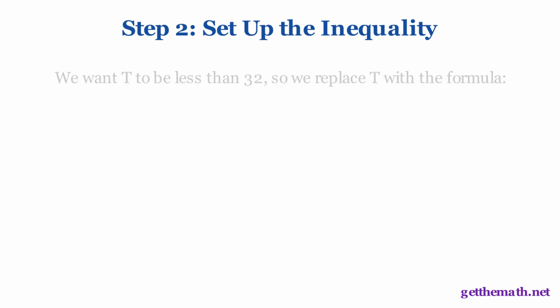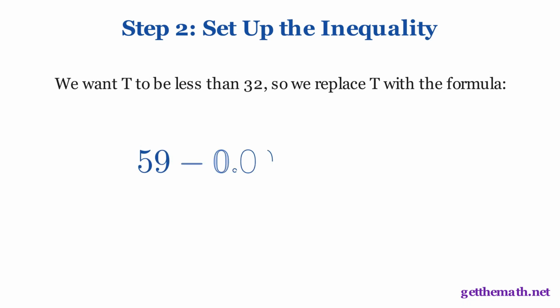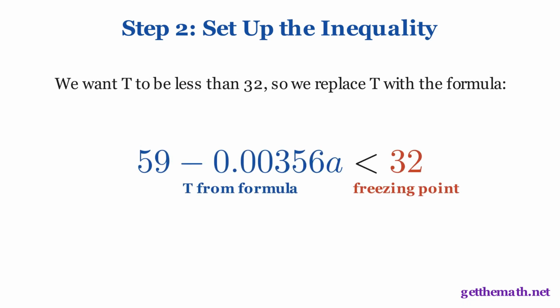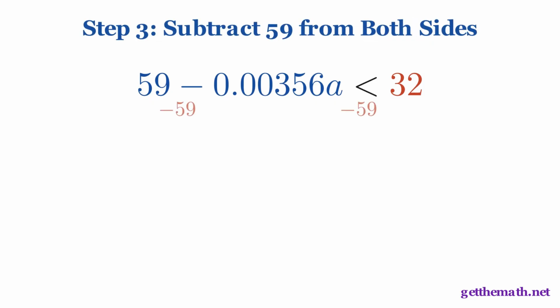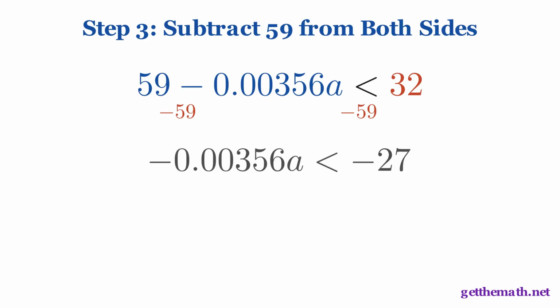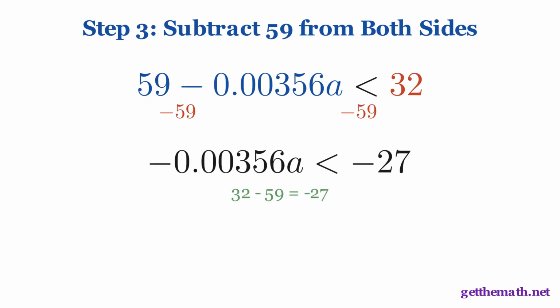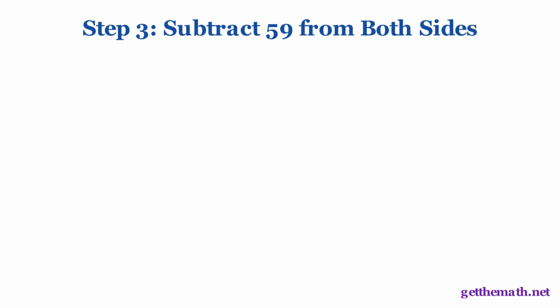Step 2. Set up the inequality. We substitute the formula for T and write 59 minus 0.00356A is less than 32. Step 3. Subtract 59 from both sides. On the left, 59 minus 59 cancels out, leaving negative 0.00356A. On the right, 32 minus 59 equals negative 27. We now have negative 0.00356A is less than negative 27.